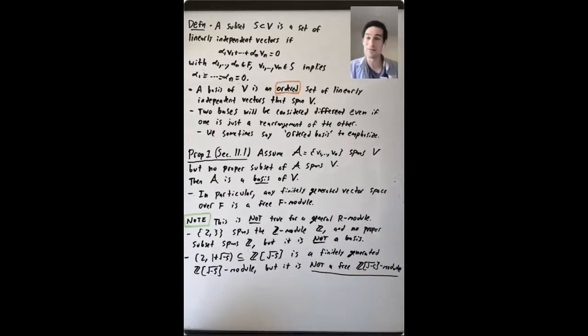We saw a different kind of problem that happens for R modules. If you take the ideal generated by 2 and 1 plus the square root of -5 inside Z adjoin square root of -5, that is a finitely generated Z adjoin square root of -5 module. But it's not a free Z adjoin square root of -5 module. There just is no basis for this module. The idea is that there is no spanning set of size 1, but any set of size 2 or greater cannot be linearly independent. So there is no linearly independent spanning set. So this just is not a free R module.